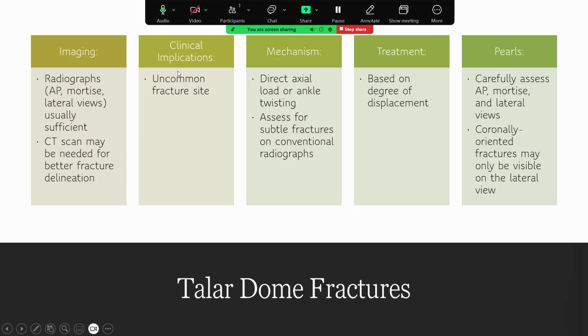Now, like I say, it's an uncommon fracture site, but that's not to say it doesn't fracture. Uncommon doesn't mean it doesn't happen. It just means it's a more well-protected bone, so it tends to not fracture as commonly.